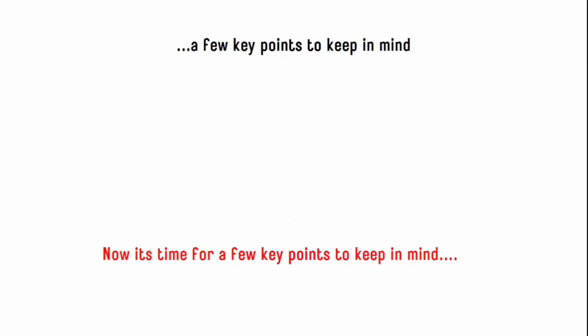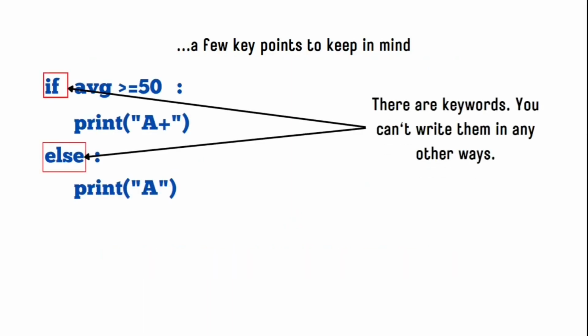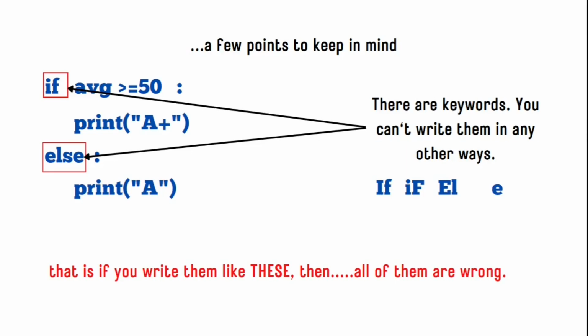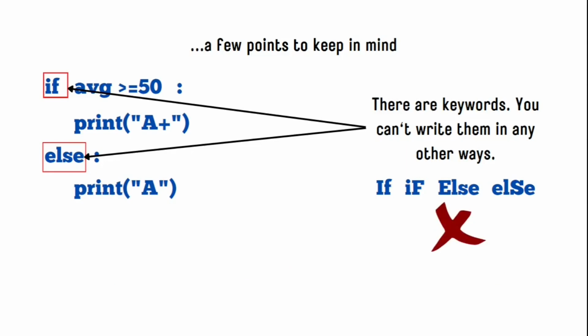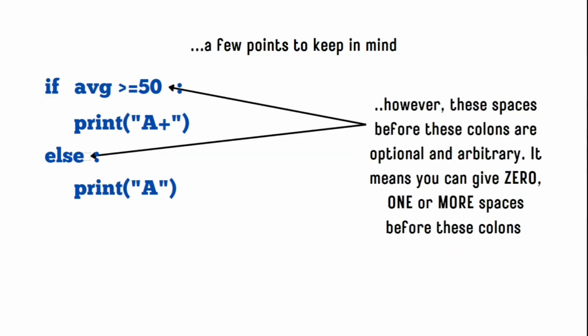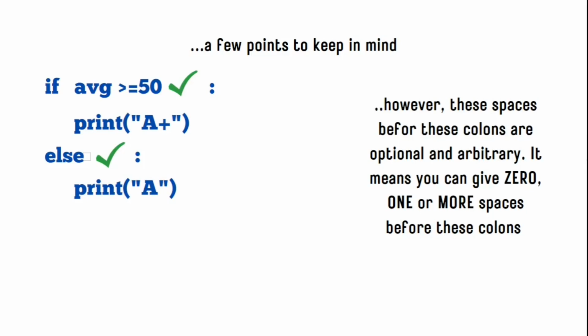Now it's time for a few key points to keep in mind. These are keywords. You cannot write them in any other ways. That is, if you write them like this, all of them are wrong. However, these spaces before these colons are optional and arbitrary. It means you can give 0, 1 or more spaces before these colons.